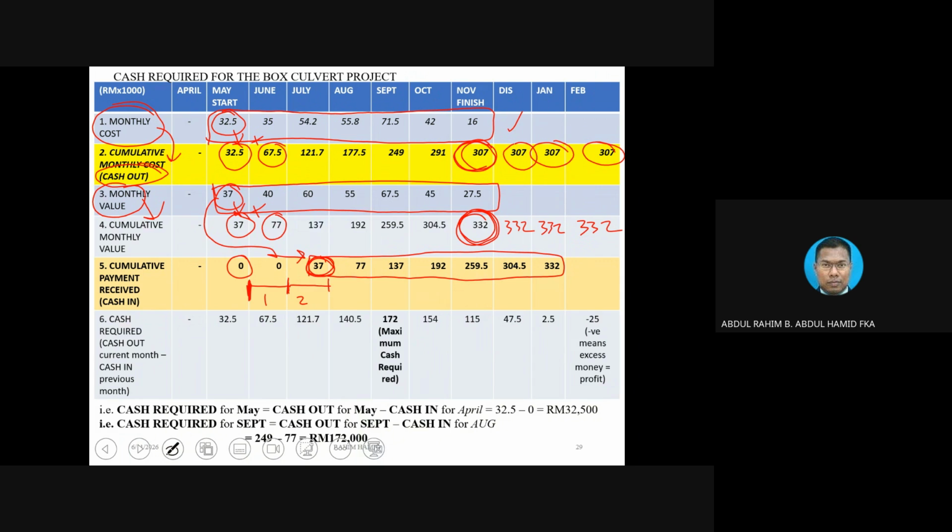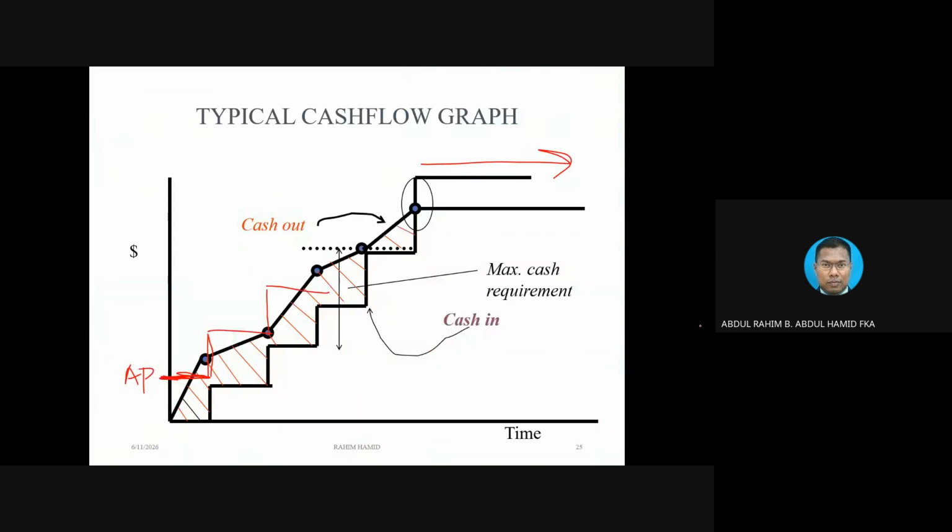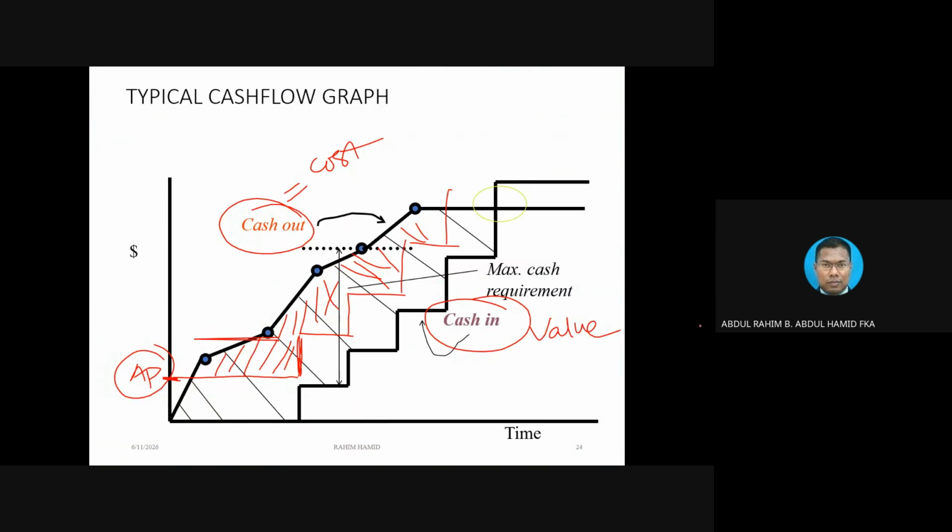Then after that, row number 6 is when you are going to calculate cash required, which basically is what the question is all about. Row number 2 and row number 5 are very important rows. Row number 2 is the cash out, whereas row number 5 is the cash in. If you use the data from row number 2 and row number 5 and you plot into a graph, you would exactly get this type of graph.